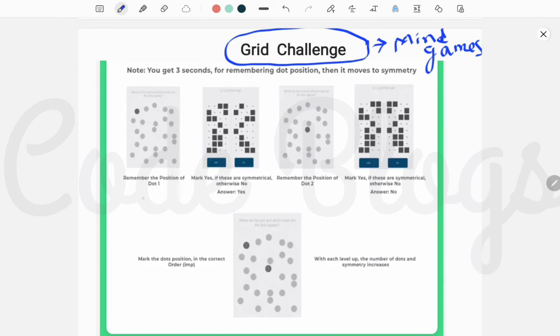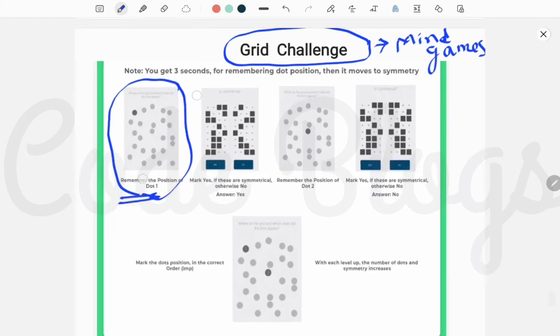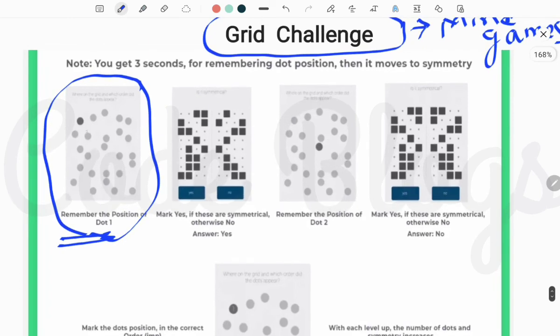So coming to the first step, you are given this type of scenario. Here there are many blank spots. You can check here, there are many blank spots, but after 1 second you are given a dot, a clear dot. You have to remember this dot, where the dot is filled, you have to remember that position. And after 1 or 2 seconds it will automatically hide.